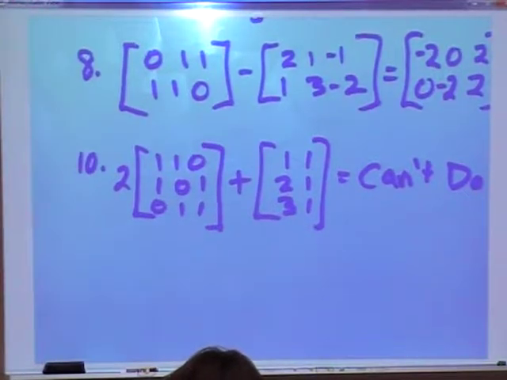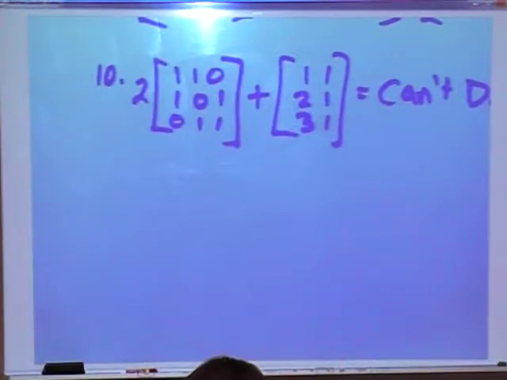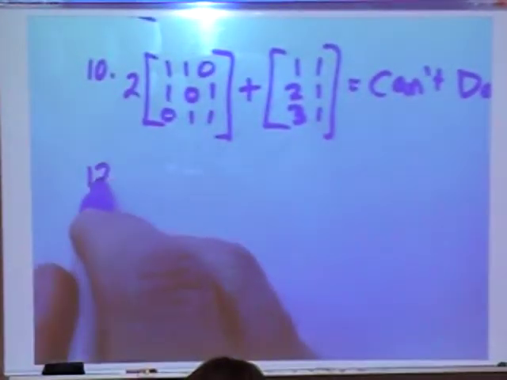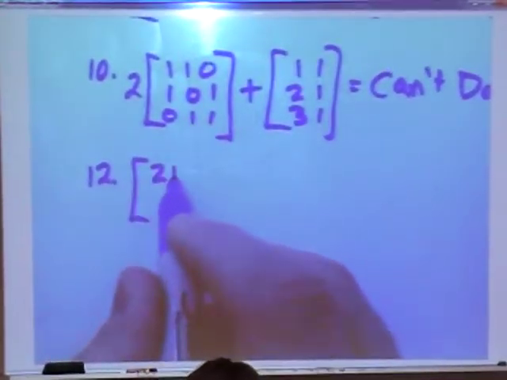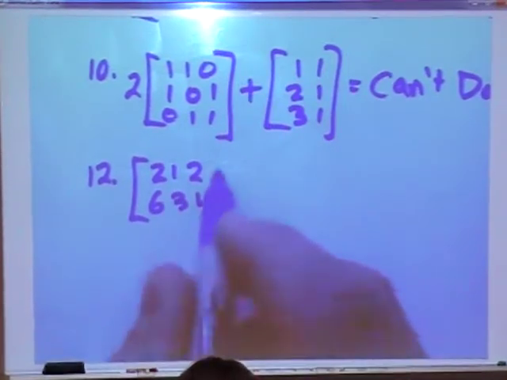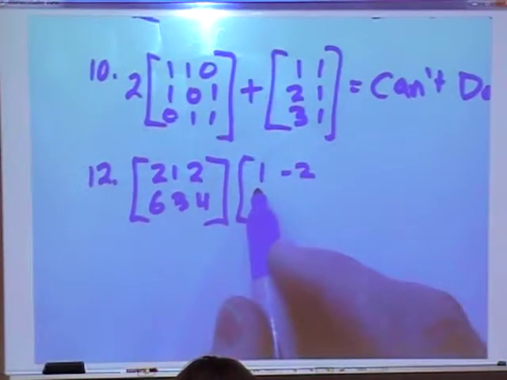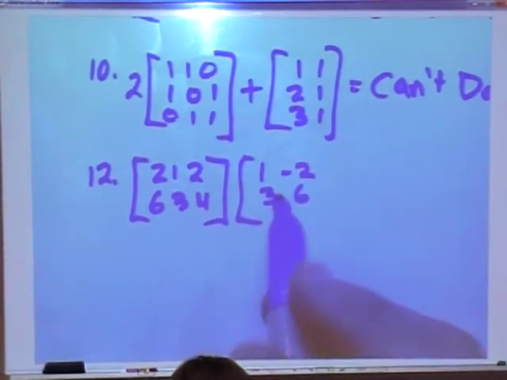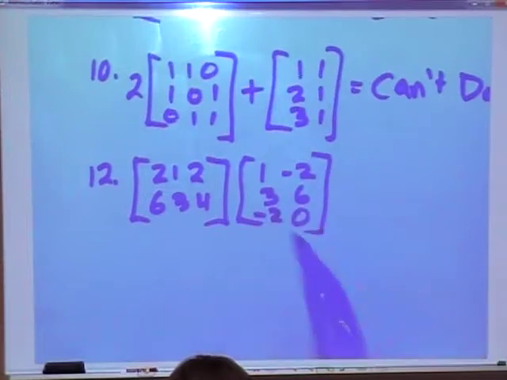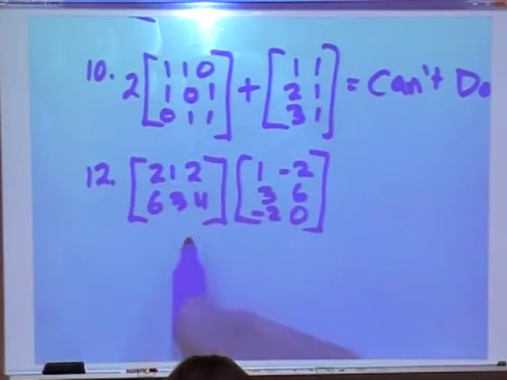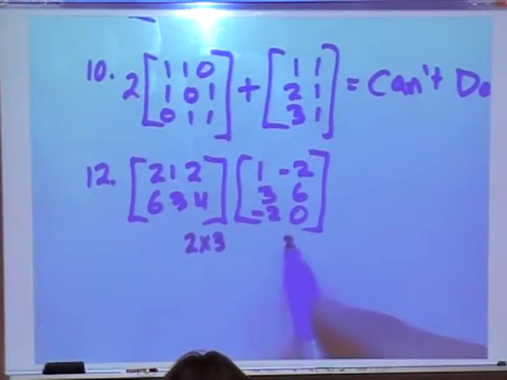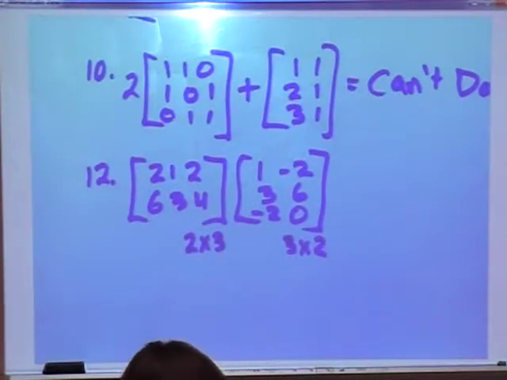Okay. Next, let's go ahead and look at a multiplication. 2, 1, 2, 6, 3, 4, multiplied with 1, negative 2, 3, 6, and negative 2, 0. This first matrix is a 2 by 3, and this one is a 3 by 2. So we'll talk about size and multiplication properties at this point.